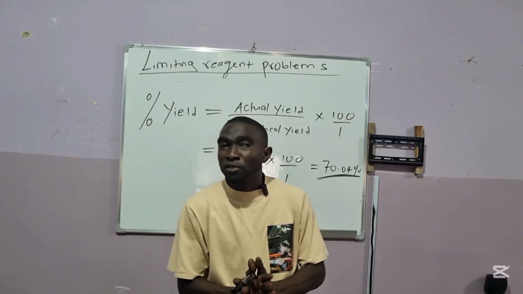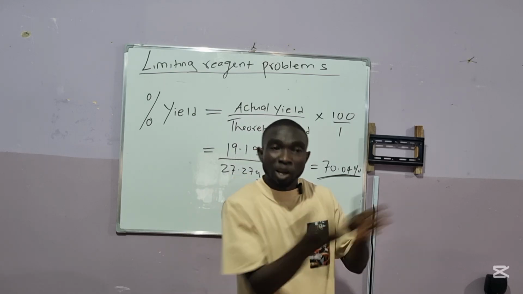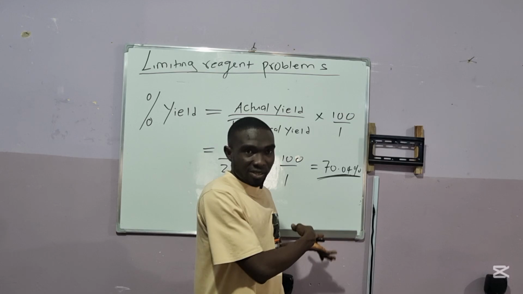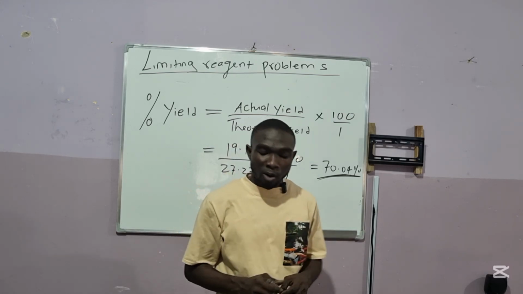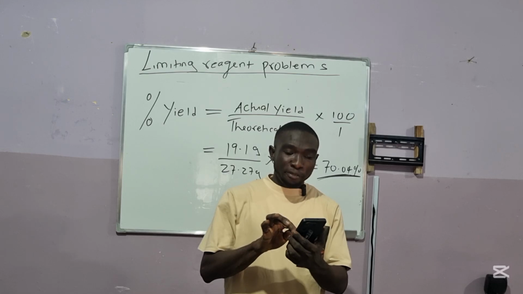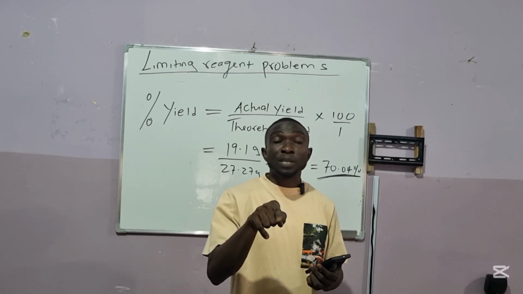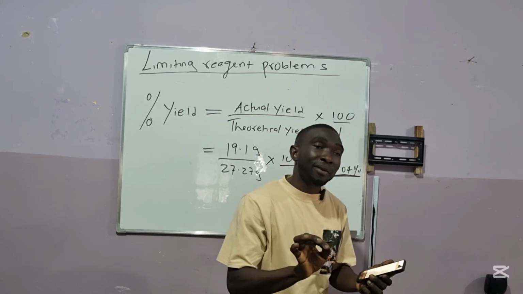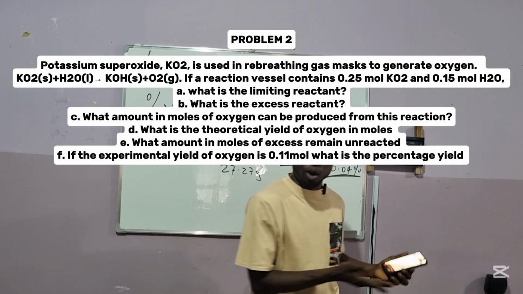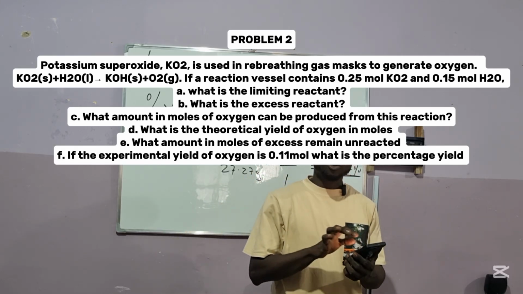All right, we're going to solve the second question now that works just like this. Let's solve the second problem. For problem number 2, it involves a limiting reagent problem just like this, but this time around we're going to be solving problems in moles, not in grams. Let's solve problem number 2.